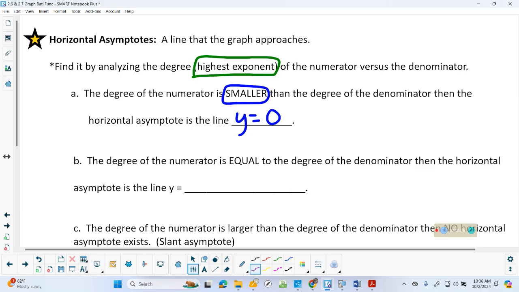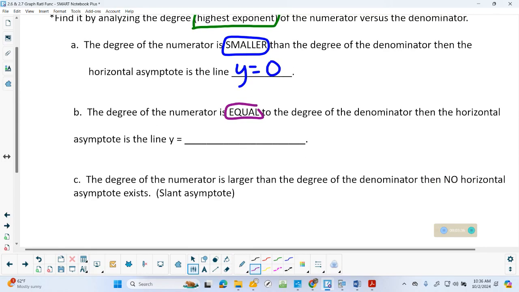Now, you could have where the degrees are the same. So maybe you have an x cubed over an x cubed. Now, it's still easy, but not quite as easy as situation A. We got to do a little bit of work. It's the ratio, it's a fancy word for fraction, of the lead coefficients. So it's the lead coefficient of the top over the lead coefficient of the bottom. So we have to know all of this vocabulary. Degree are the highest exponents, lead coefficient, the value in front of it.